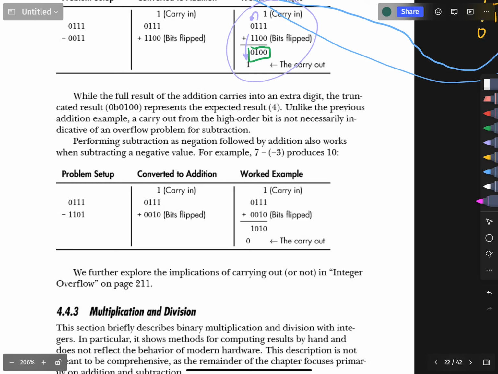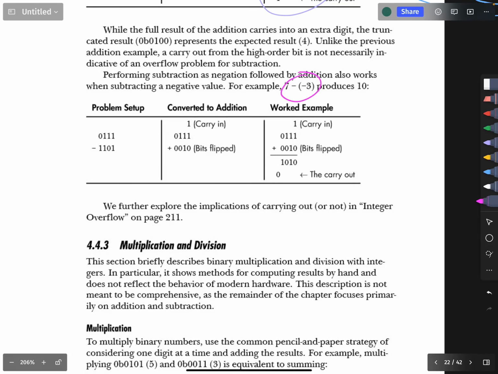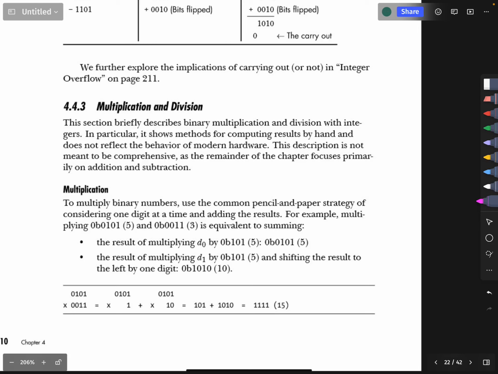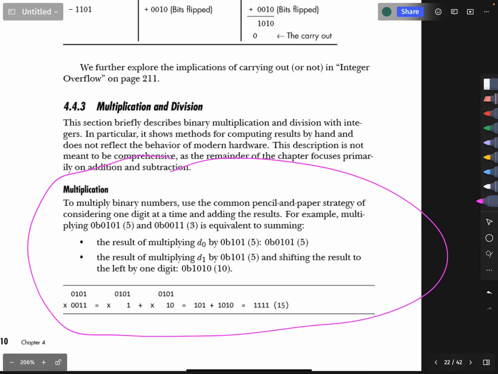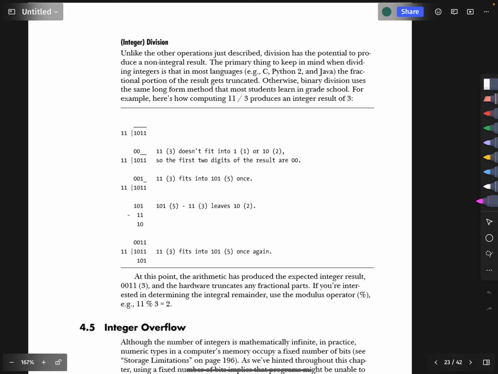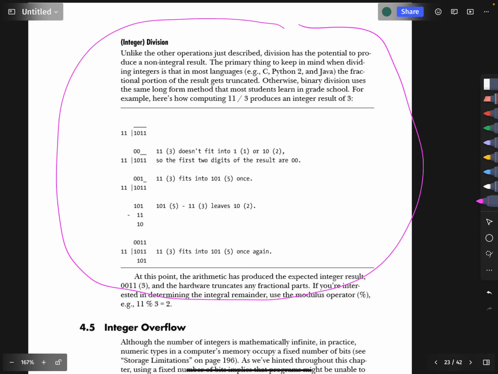I guess here we're just remarking that nothing changes when you subtract a negative number. You still bit flip, set the carry in equal to 1, nothing changes. Multiplication, they're describing the same algorithm as I described a couple videos ago. Division, we know of a pencil and paper algorithm for division. It looks like they're basically just showing you how the same algorithm would apply in binary numbers. It looks like this is especially an example of unsigned integers, I think, so I'm not sure how interesting that is.